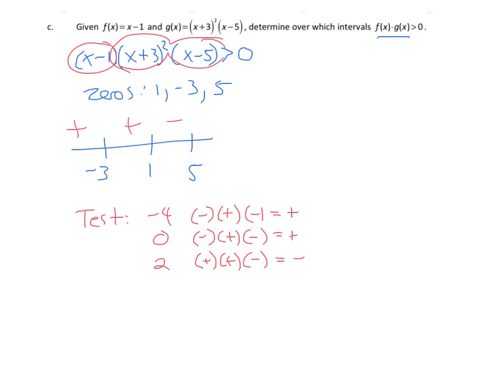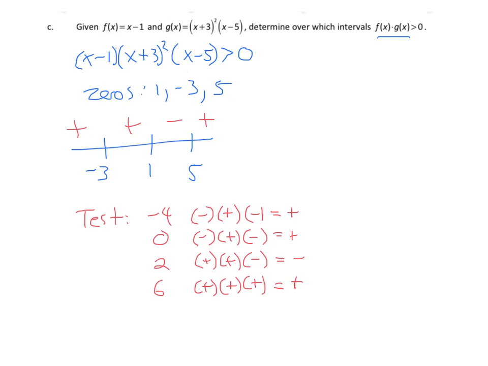And now I'm going to test something in my last region, something bigger than 5, like 6. 6 minus 1 is positive. 6 plus 3 squared is positive. 6 minus 5 is also positive. So that last region comes out positive. And then I'm ready to write my answer in interval notation.